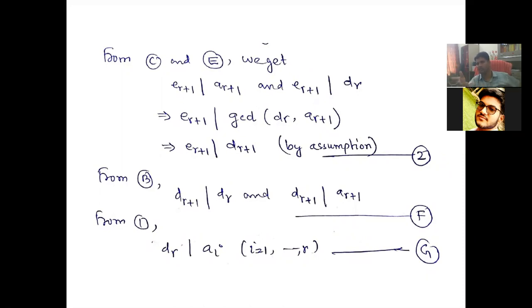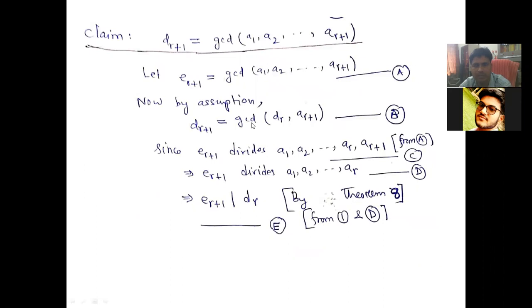Then since these two are positive, we are talking about GCD, so we are considering both as positive. If each divides the other, then these two must be equal. If A divides B and B divides A, and both are positive, then the only possibility is that both quantities are equal. So from B, you see D_{r+1} divides D_r.